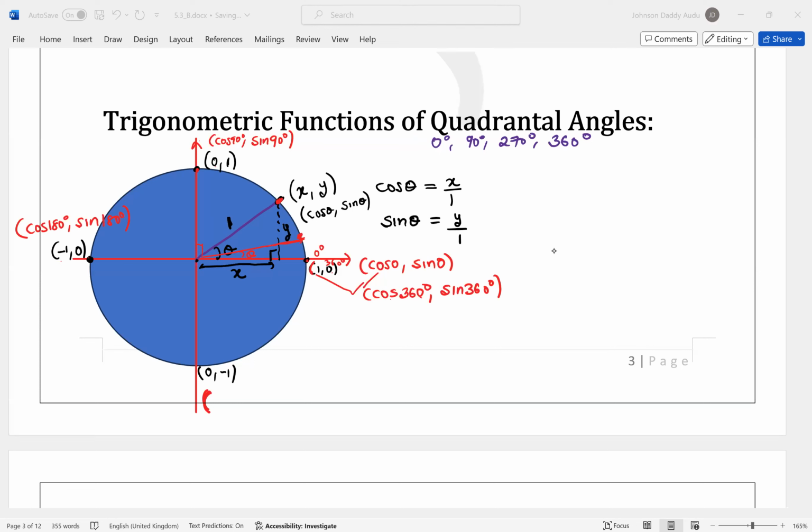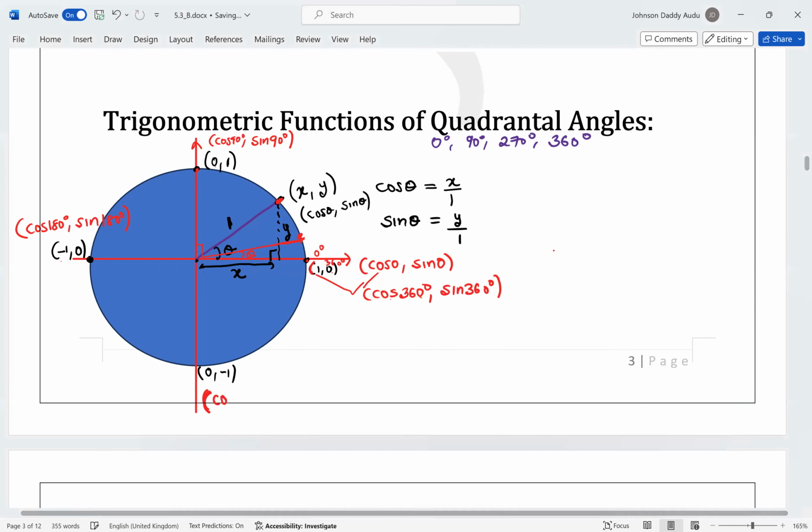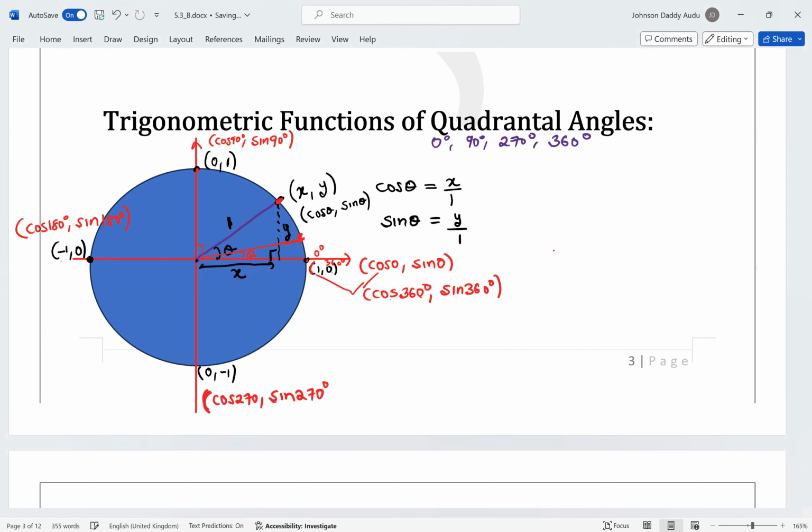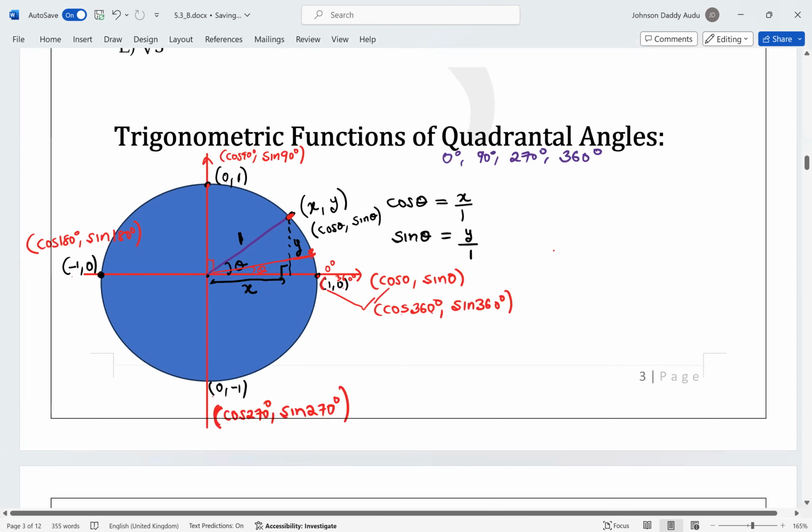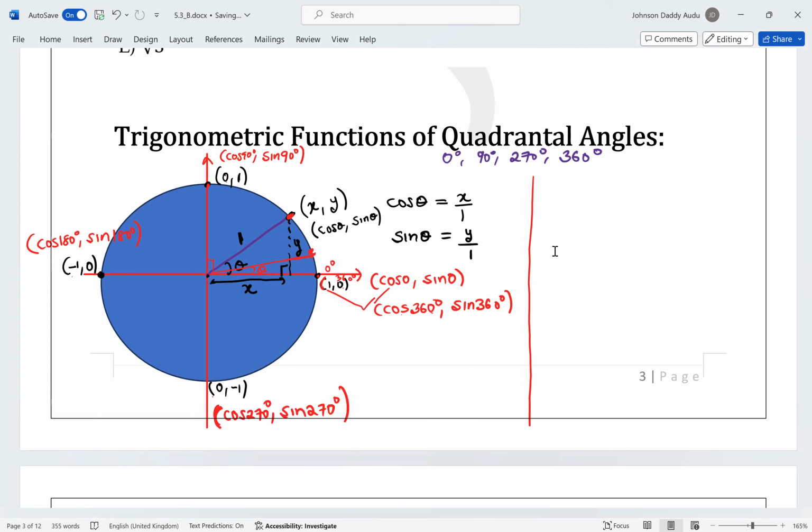So here will be nothing but what? Cosine 270 and sine 270 degrees. So it means that cosine 270 is 0, while sine 270 is minus 1. So this is how to get the trigonometric ratio of quadrantals. You can just use this one in a nutshell.